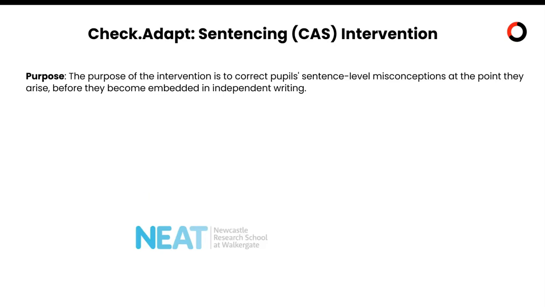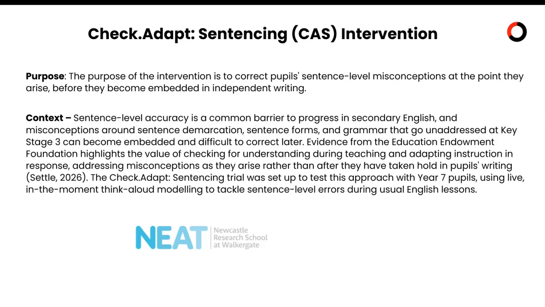Check Adapt Sentencing Intervention. The purpose of the intervention is to correct pupils' sentence level misconceptions at the point they arise, before they become embedded in independent writing. Sentence level accuracy is a common barrier to progress in secondary English, and misconceptions around sentence demarcation, sentence forms, and grammar that go unaddressed at Key Stage 3 can become embedded and difficult to correct later.